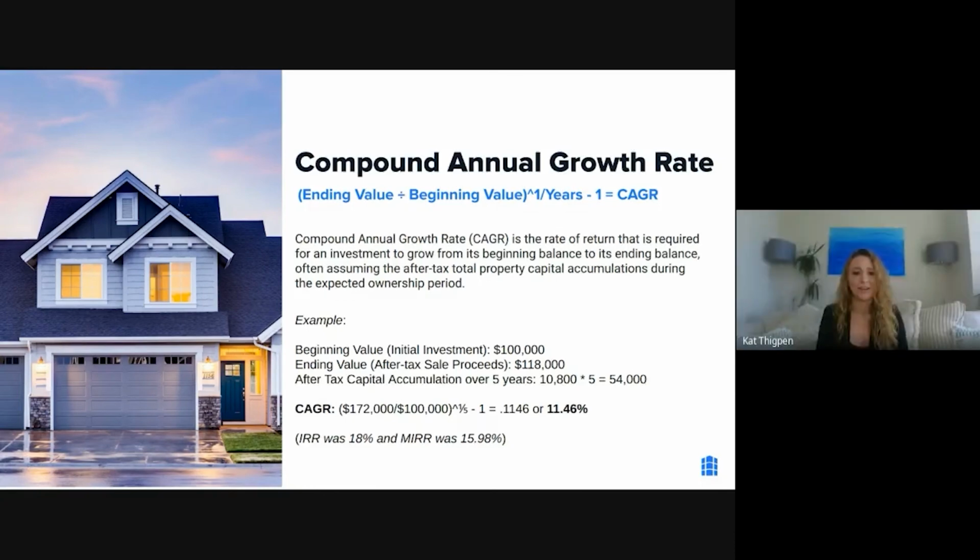Great. That's a lot of great information. So as far as CAGR goes, I know it's not a formula a lot of people use or even talk about. Who typically uses this calculation?